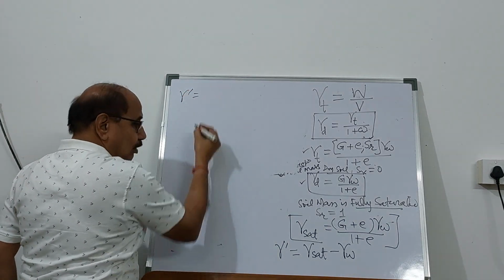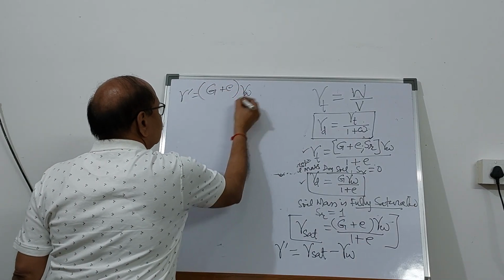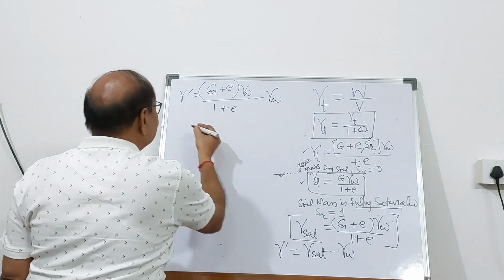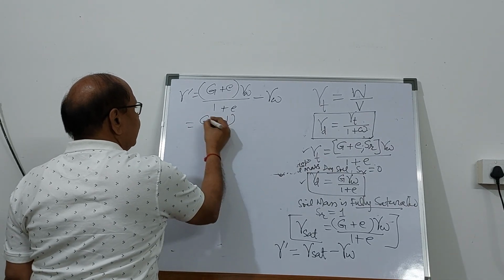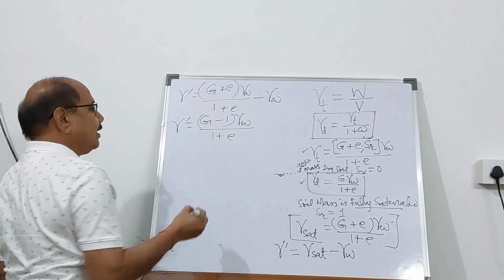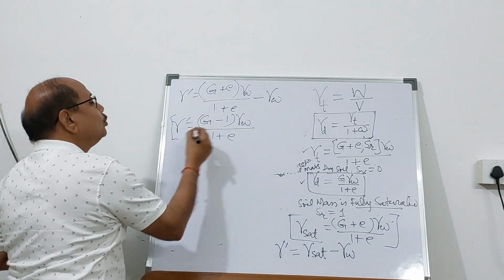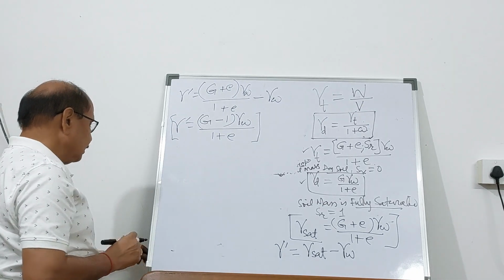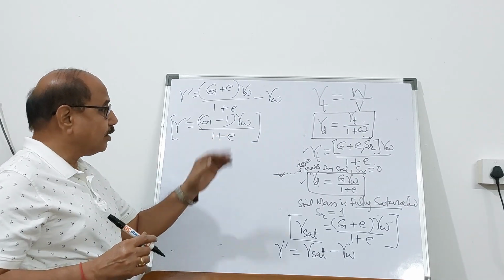Gamma prime equals gamma sat, which we know is G plus e, gamma w divided by 1 plus e, minus gamma w. So that is the submerged unit weight, and therefore you get G minus 1, gamma w, divided by 1 plus e. So the submerged unit weight gamma prime can be found; this is another important relationship that you should know. So many relationships come into the picture that must be kept in mind, and only then can you predict the behavior of the soil mass.